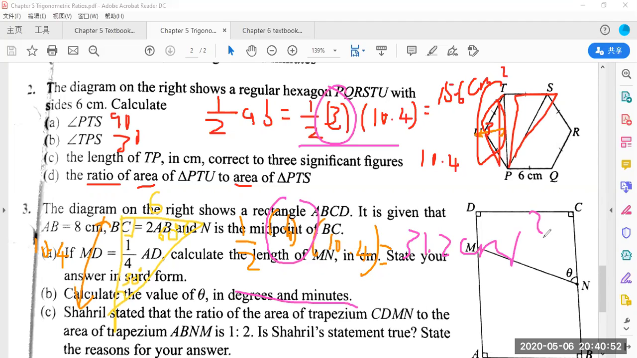So the area of PTU is smaller than PTS. So the ratio is 1 to 2, 1 ratio 2. Actually, you can estimate, but this one is for calculation, and you show it for the area.